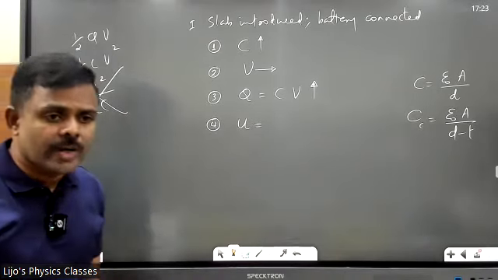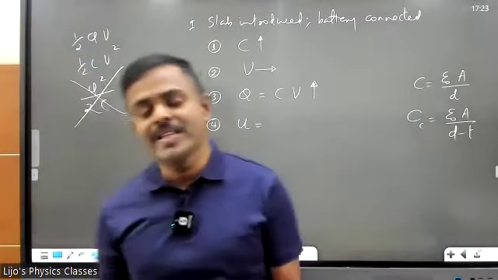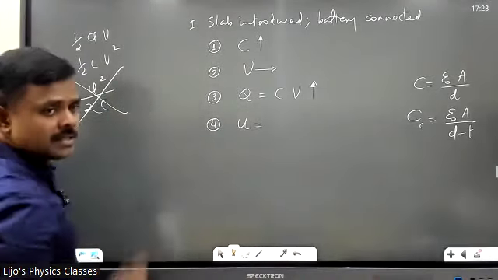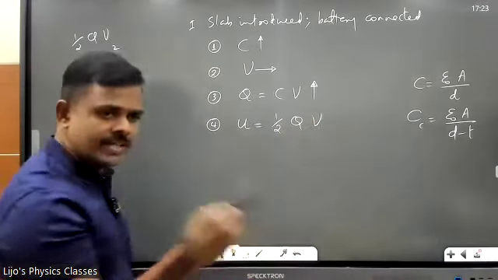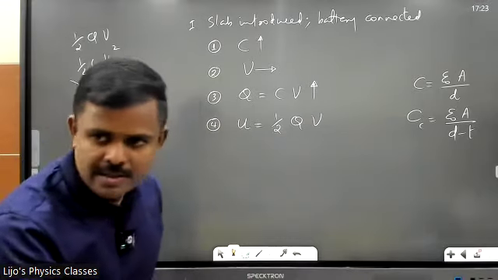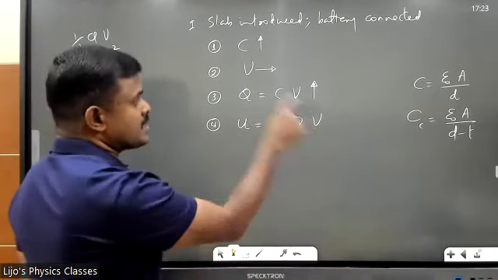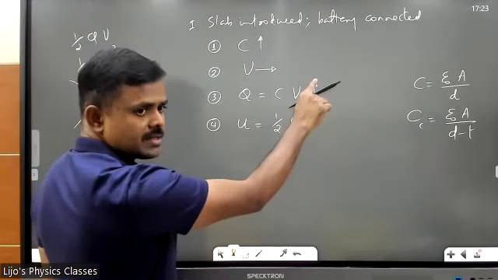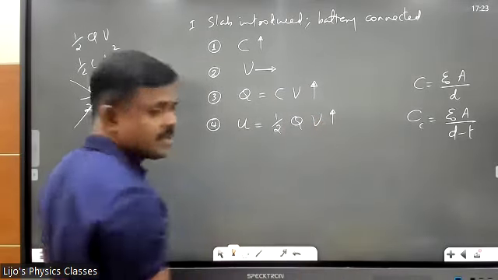So I must choose the equation with a constant quantity in it. Who is constant? V is constant. So I'm using half QV. Even half CV square is fine. Got it? Now tell me what's happening. Half is a constant. V is a constant. What about Q? Q increases. So energy also increases.